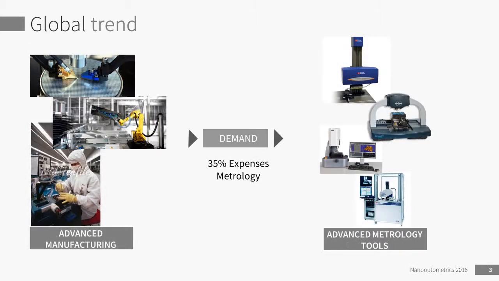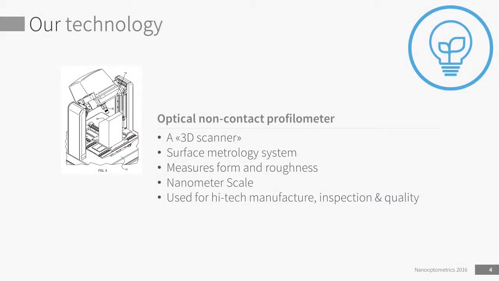Our product is a 3D scanner. Not a 3D scanner, but it works like a 3D scanner. It's a complete surface metrology system. It can measure forms and roughness in nanometer scales, and it could be used in advanced manufacturing, inspection, and quality control.